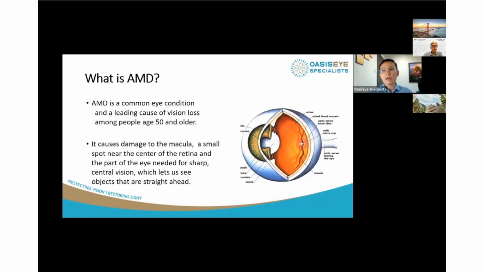So what is age-related macular degeneration, or we call it AMD? AMD is actually a very common eye condition and is one of the leading causes of visual loss for people older than 50. Why does it cause visual loss? Because it damages the macula, which is the central part of our retina, and interferes with our vision. The macula is the area responsible for central vision, and it lets us see objects that are straight ahead of us.